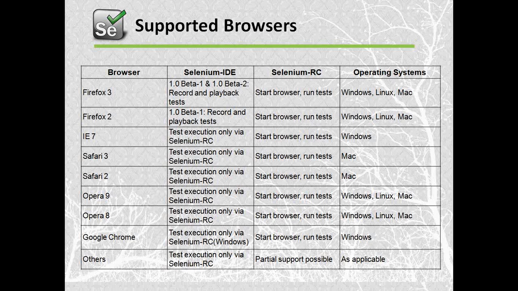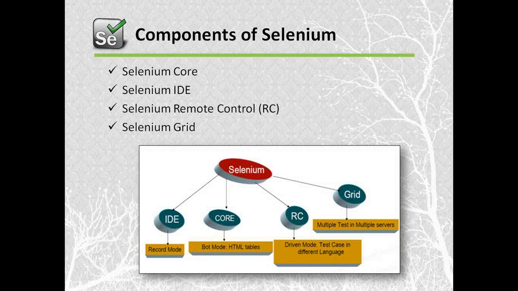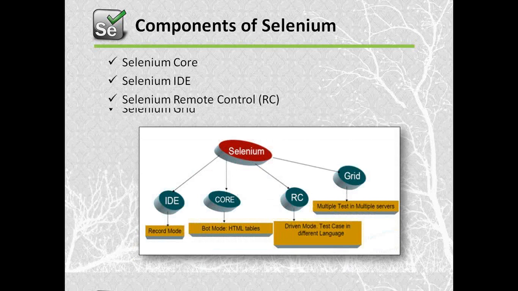Then we will discuss the components of Selenium. These are the main four components of Selenium. In this presentation, I am covering only Selenium 1.0. First one is Selenium Core, second is Selenium IDE, third is Selenium Remote Control, fourth is Selenium Grid.